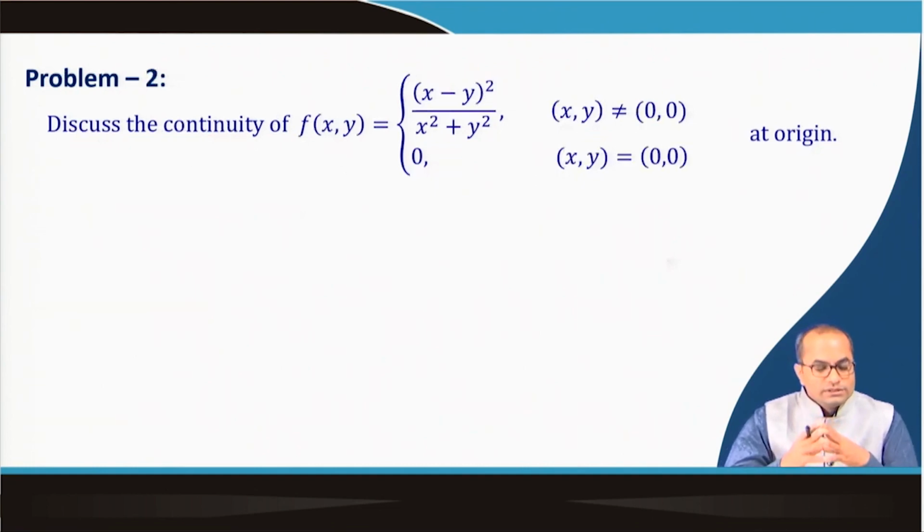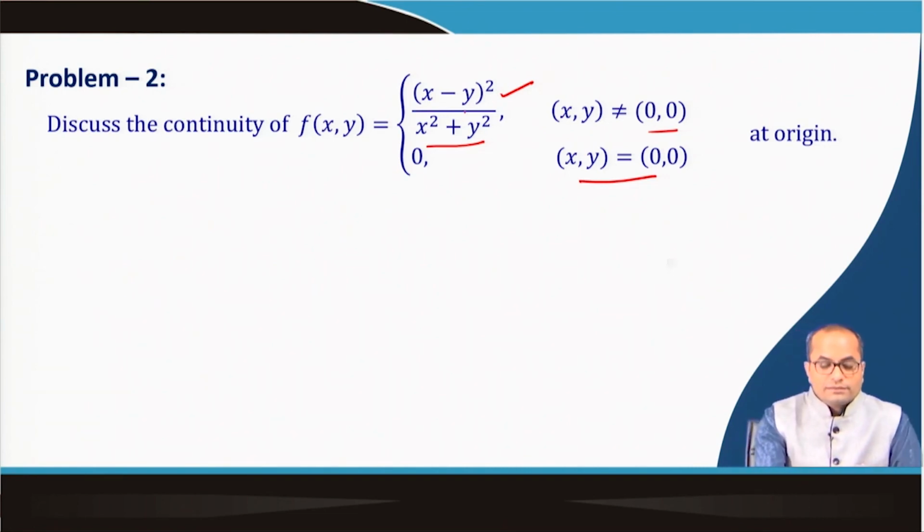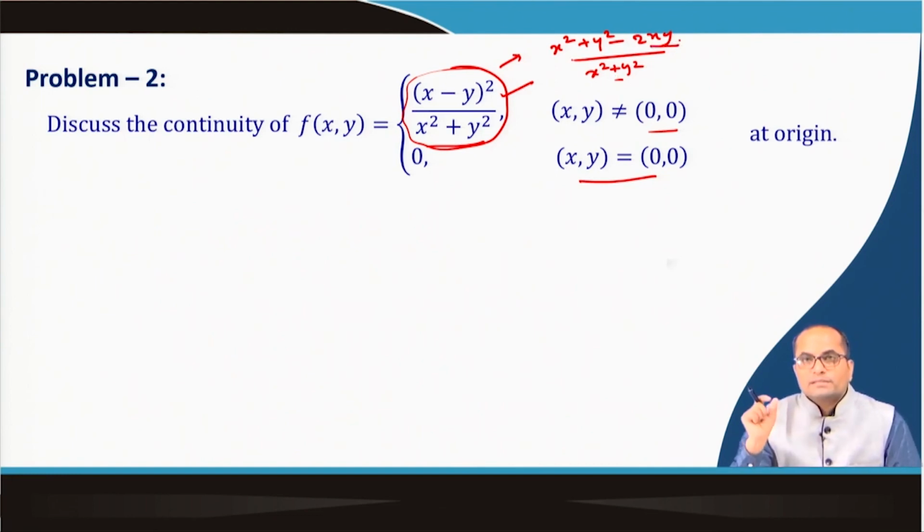Well, this is another example, (x − y)² over x² + y², for (x,y) not equal to (0,0) and 0 at (0,0). At our origin again we will discuss the continuity of this function. If we look at this function, we have in the numerator x² + y² − 2xy, and in the denominator we have x² + y². All the powers are 2, and in the product, x to the power 1 and y to the power 1 makes the power 2.